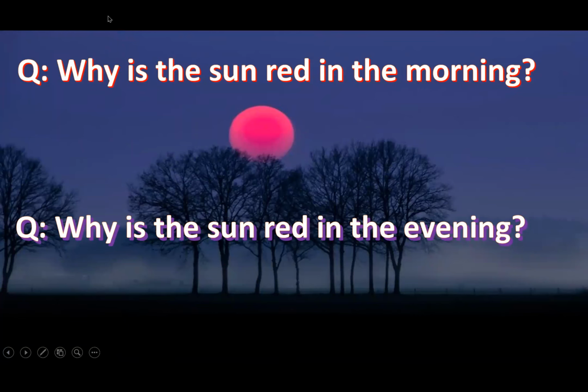So we're going back to my original question here. The original question is, why is the sun red in the morning? You can actually turn that question around and say, why is the sun red in the evening? So both questions are due to the same phenomenon, which is Rayleigh scattering, how the sunlight interacts with the Earth's atmosphere.